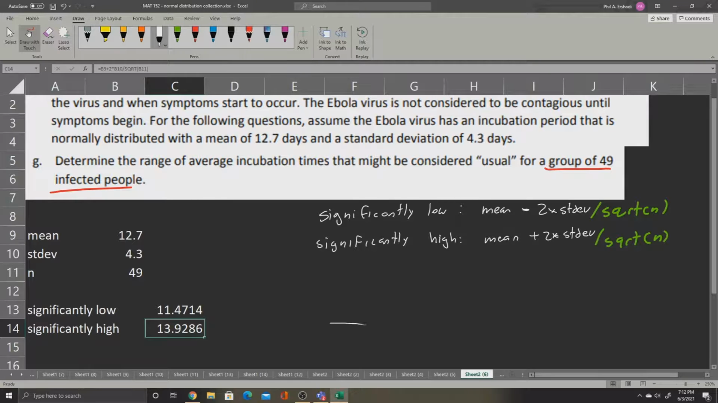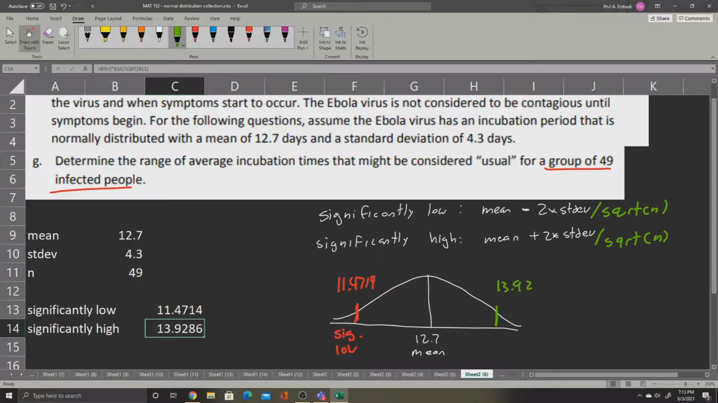So let's draw our bell curve one more time. Our mean will be marked here in the middle again at 12.7. Our significantly low value will be over here on the left side, leaving a small tail on the left at 11.4714. This will be significantly low. The other marker will be on the right at 13.9286. This will be significantly high. And in the middle, inside of the 2 lines I've drawn, will be the usual range.